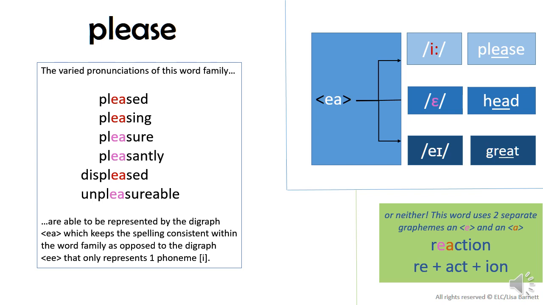Look at the green box. Be very, very careful. The reason we like to analyze the graphemes is because sometimes those two letters, although they're next to each other, may not always be functioning as a digraph. In this case, the E is in the prefix RE, and the A is in the base ACT to create the word reaction.